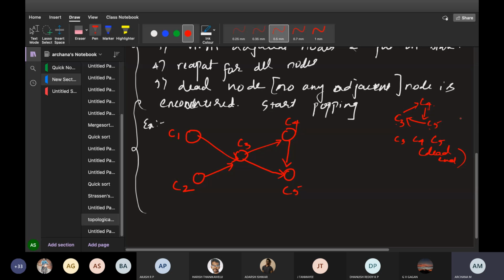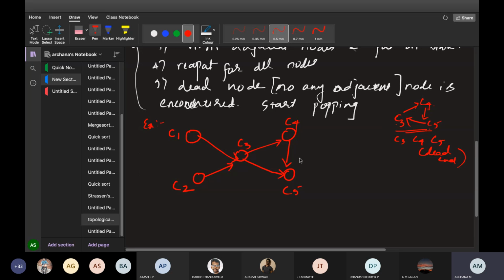There will not be any dead node, because all the nodes have adjacent nodes. Once you don't have a dead node, you cannot stop the topological sort over here. So always see to it that you cannot use topological sorting for a cyclic graph. This is very important. Okay, there should not be any cycles. Look here, there is no cycle over this. This is the important thing we need to know, why we use it only for acyclic graphs.